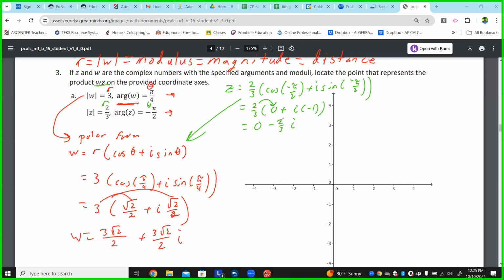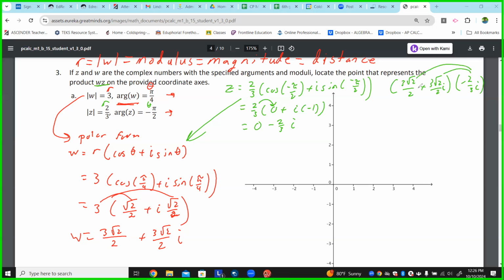Well, now that we have our Z and W, we can multiply the two and we can calculate our product. So here we go. So we have 3 square roots of 2 over 2 plus 3 square roots of 2 over 2I times, do I really need the 0? No. If you want to write it, that's fine. But this is really just going to be -2/3 I. Typically, you would FOIL, but our life's a little bit easier because all I got to do is just distribute.